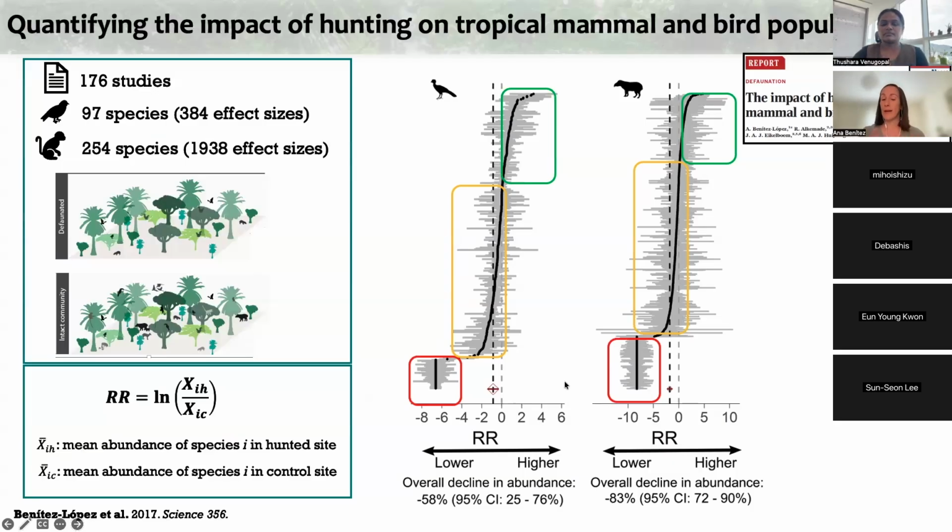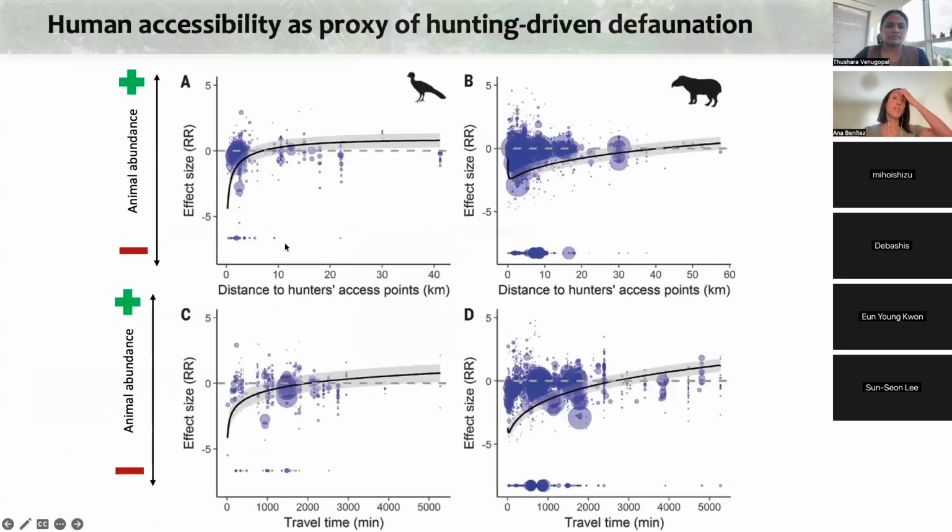So overall, when we back transform our response ratios to a normal scale, what we estimate is that in hunted areas, there's a decline in abundance of 58 to 83% in bird and mammal populations. We also wanted to see if we could find this relationship with human accessibility, and we did this for two main predictors. First, we check for the distance to hunters' access points, which was our main premise.